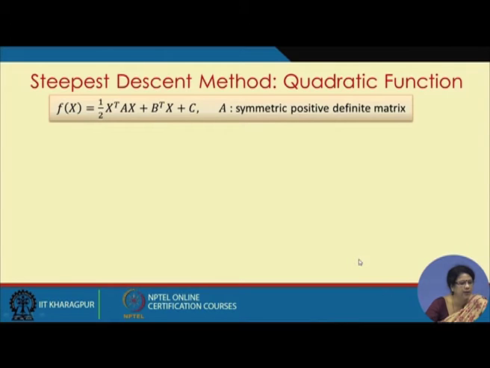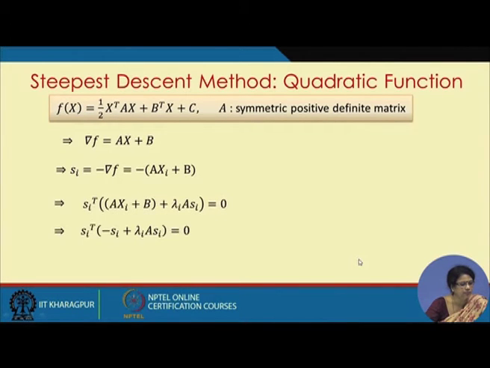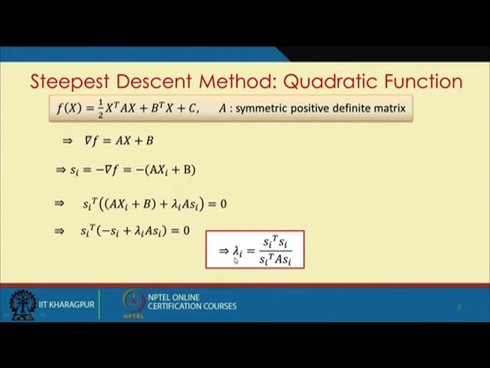This can be calculated this way. We can very easily calculate this as this one, I just repeated the same calculations for you, and from here you see we are getting the optimal value of the step length at any iteration equal to Si transpose Si divided by Si transpose A Si. Si is the gradient direction, the negative gradient direction for the minimization problem.